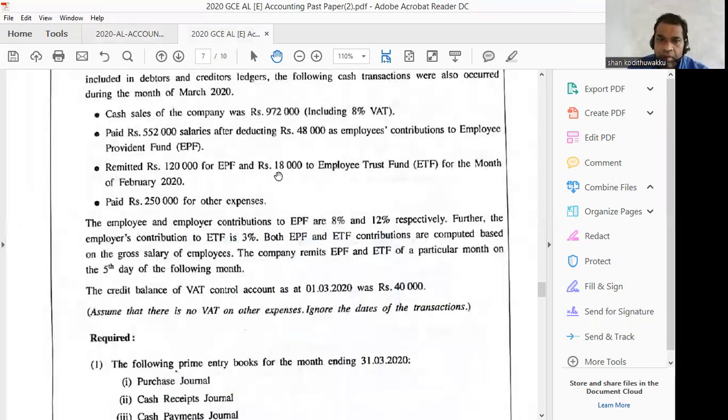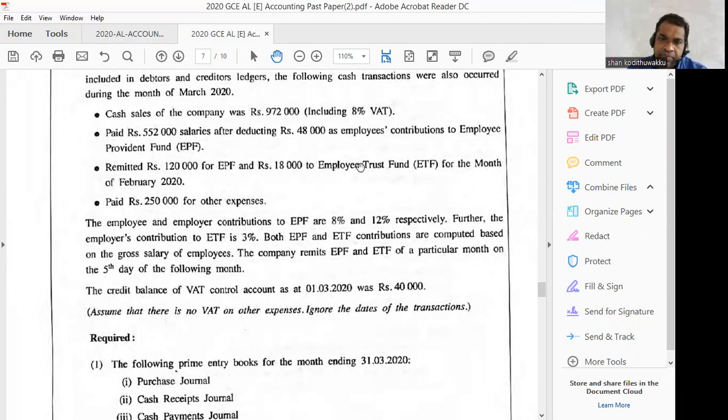Then 120,000 for EPF and 18,000 to the employee trust fund. The employee trust fund will be a separate expense for the business. The employee does not contribute to pay ETF. ETF should be paid by the owner of the business, the company, on behalf of the employee. That is also according to the ETF Act. Therefore, the ETF paid amount is a separate expense again for the business. Therefore, 18,000 to the employee trust fund as they have paid for the month of February.